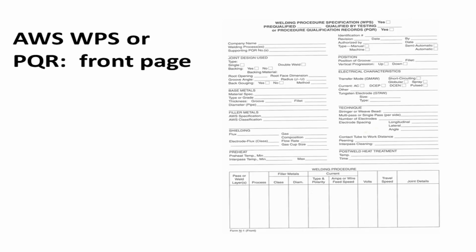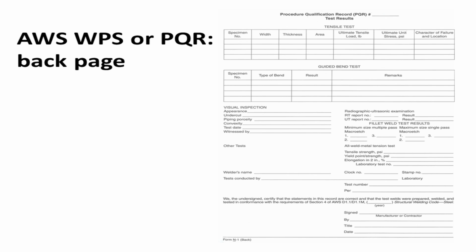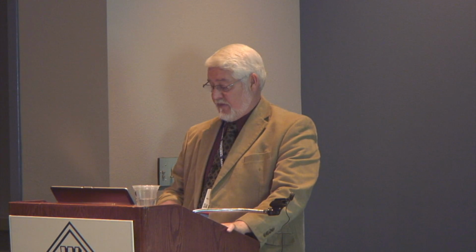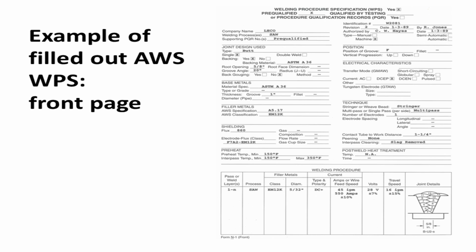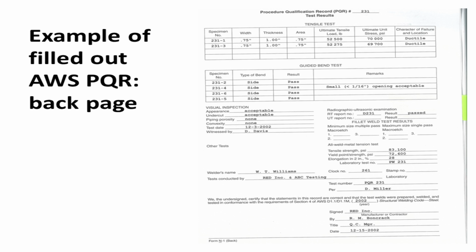Okay, here's the AWS WPS or PQR. This is the front page. And if you look in the back of the code books, you can find these examples, these samples. And here's the same form, but the back page, the information that needs to be put in there. Okay, this is an example of the AWS welding procedure specification. The front page is all filled out, so it's an example of what you would see on a standard form. And this is the back page that's filled out.